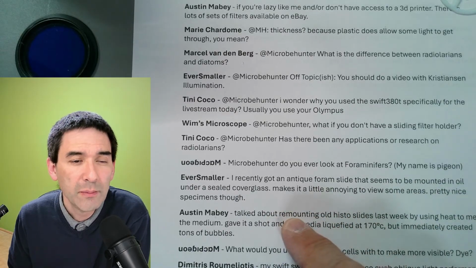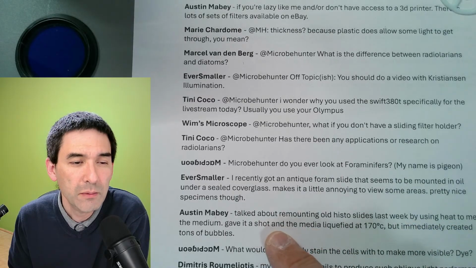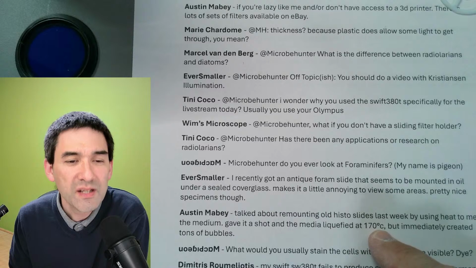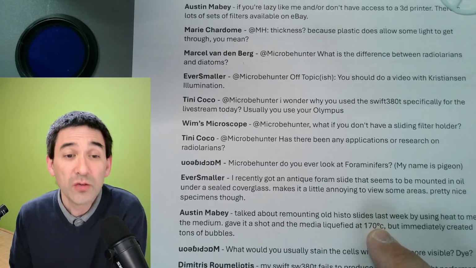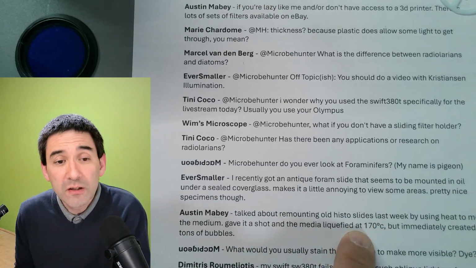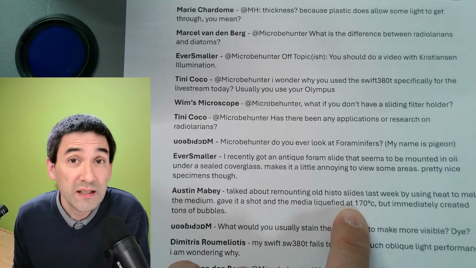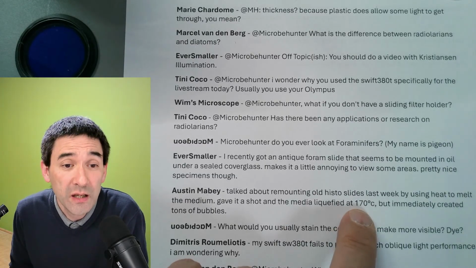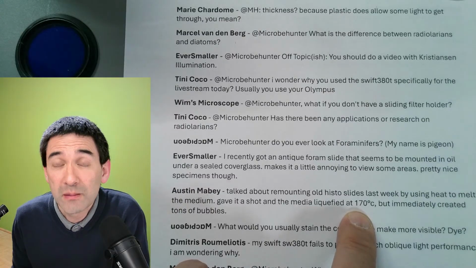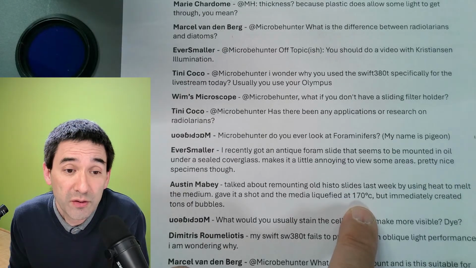I talked about remounting old histo slides last week by using heat to melt the medium. Gave it a shot at 170 degrees. Oh wow, it bubbles. Some solvents must have bubbled out. 170 degrees is quite hot. Generally, if glycerin gelatin was used as a mounting medium, then it should melt at around 40 to 50 degrees already, and you should not overheat it. But if it melted at 170, then it must have been some kind of synthetic medium, I guess. Yeah, or some solvent, some other resin-based medium.